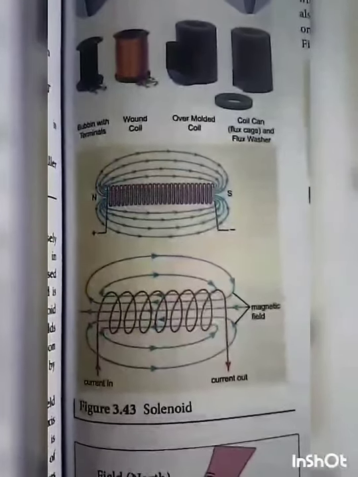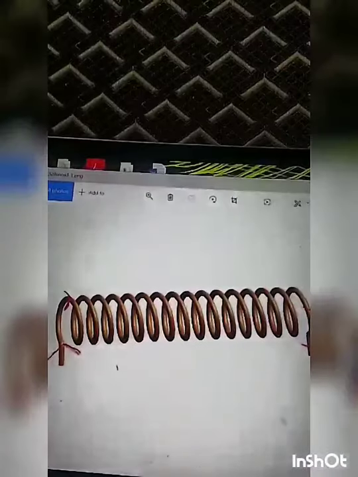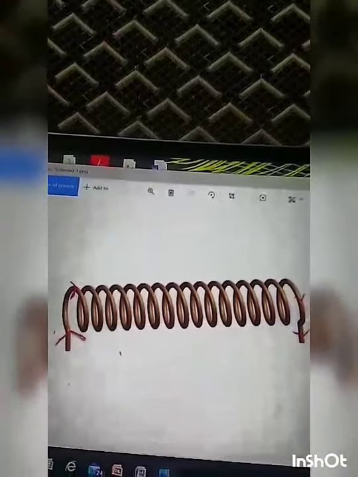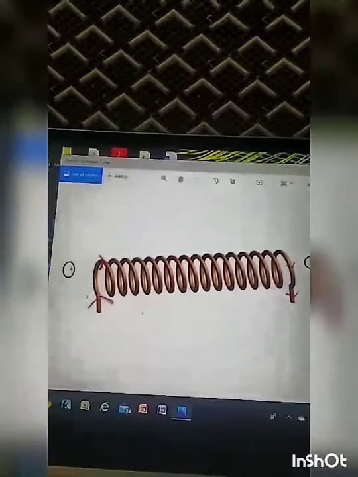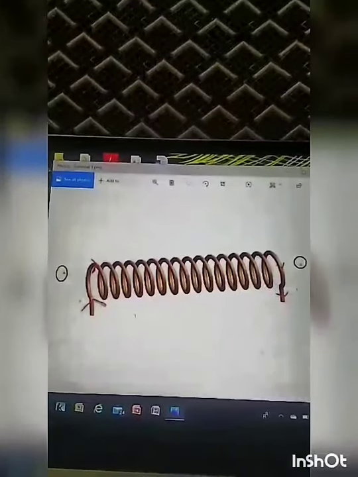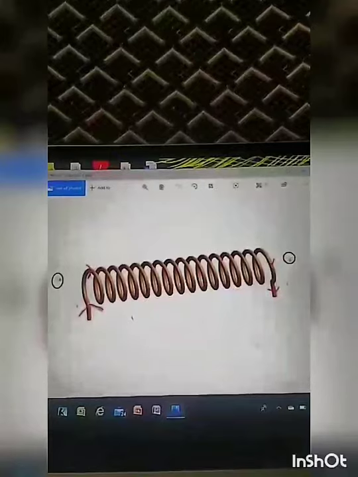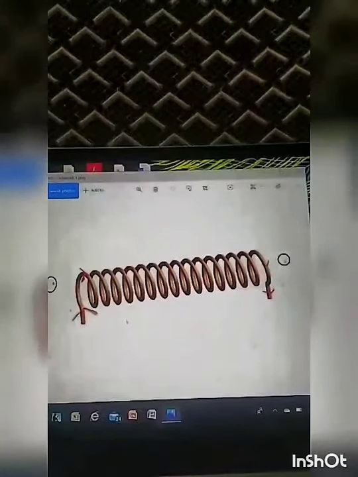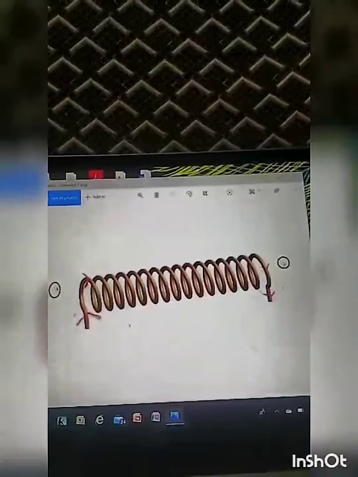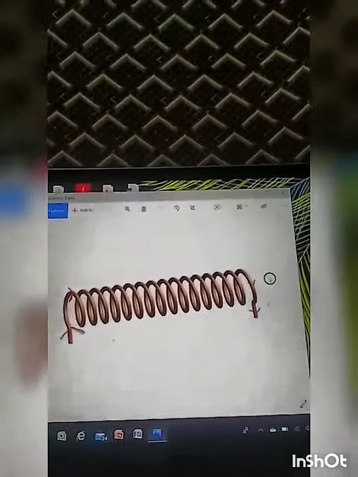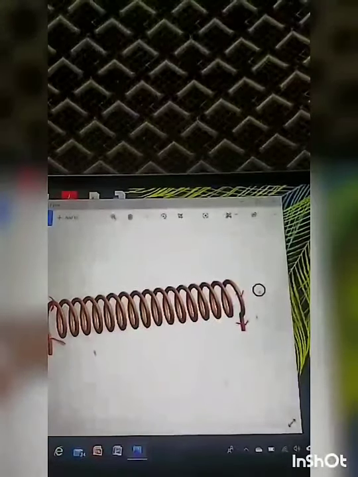Now, we need to find the polarity of this magnet, which is now a solenoid. In this solenoid, I have taken two positions, two circles, one in the left and one in the right. Just imagine that you are standing in the left circle. For you standing in the left circle, the current is in the clockwise direction, whereas when you go to the right circle, the current seems to be in the anti-clockwise direction.